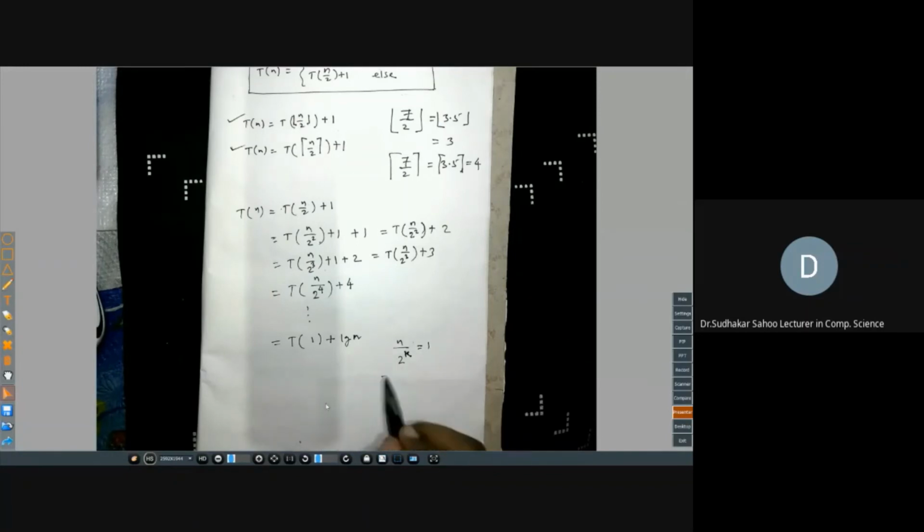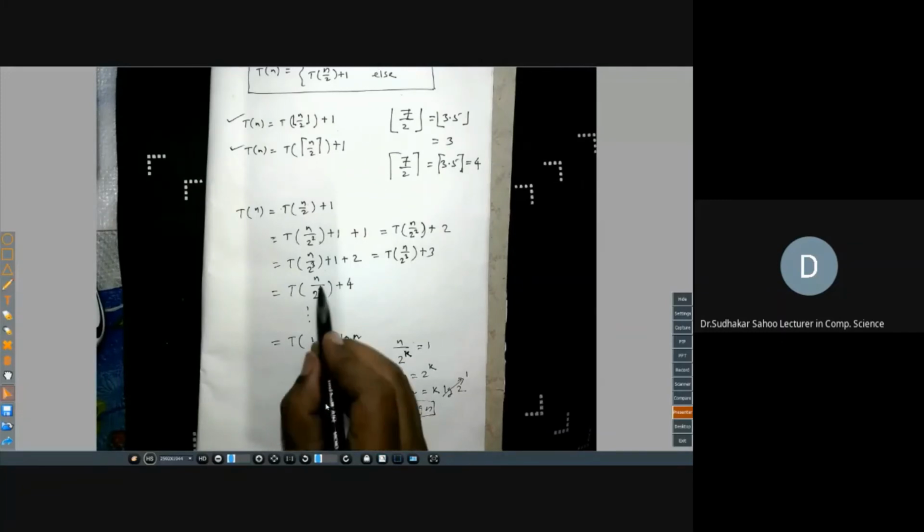So you just solve this. n equal to 2 to the power k and put log both sides. So lg n equal to k lg 2, where lg means base 2, and log 2 base 2 is 1. So k equal to lg n. If you put k equal to lg n here, then 2 to the power lg n is n. n by n is 1.